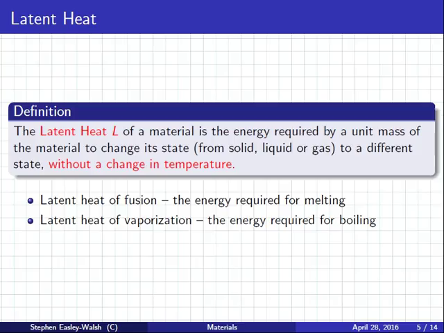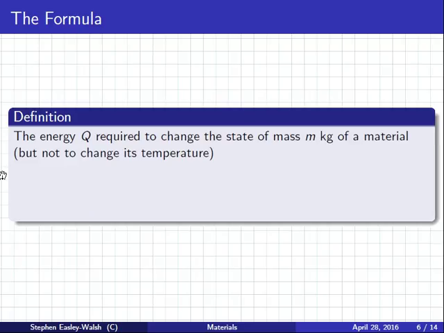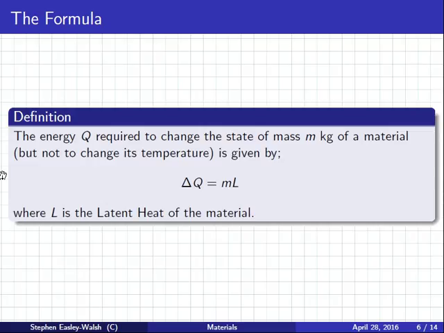Okay, continue. So, we can make a formula now from this definition. The energy required to change the state of mass m of a material, but no change in the temperature, is simply mL. So the latent heat value multiplied by the mass. The energy required to change the state is just mL, where L is the latent heat and m is the mass. So it's a simpler formula even. So if we can write this formula down, mL.